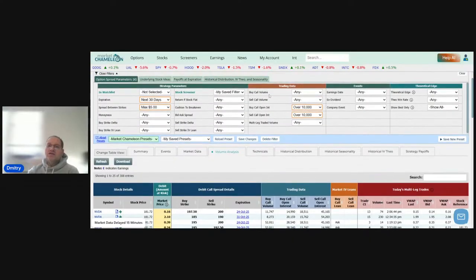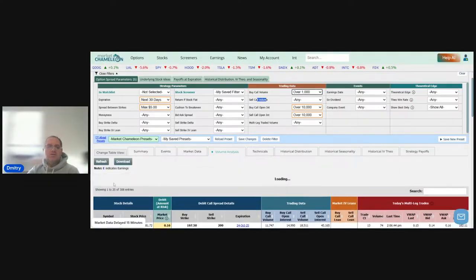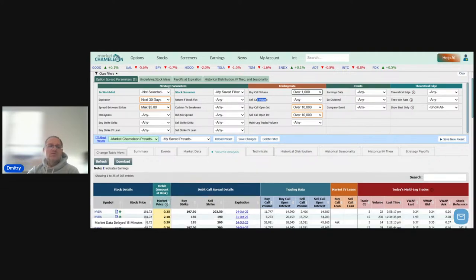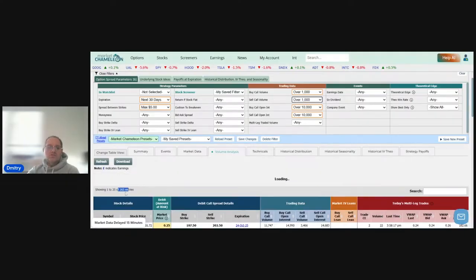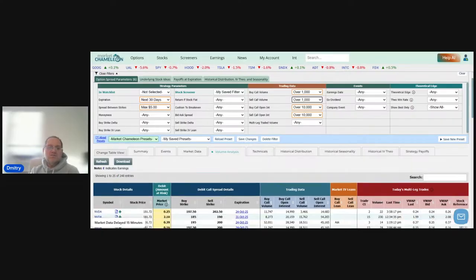So we could set today's volume. So let's just say, let's go over 1,000 on the buy side. So let's see how much that brings us down to. So now we're at 265. Let's do 1,000 on the sell side. So that will bring us down from 265. Let's see what that does. Now we're at 248. Okay.